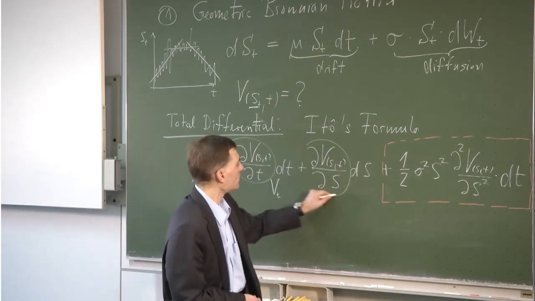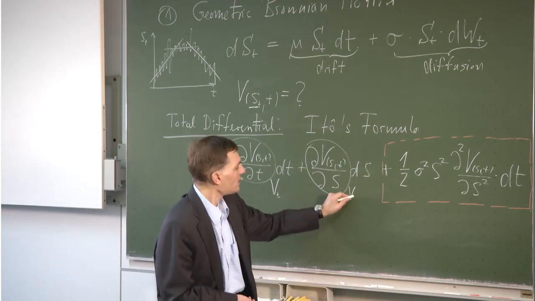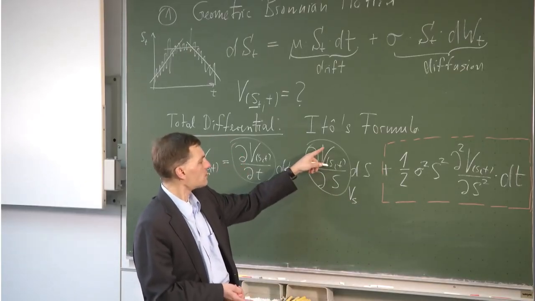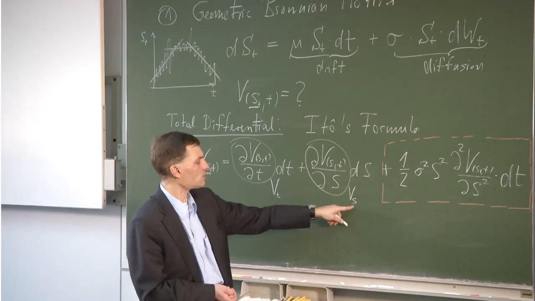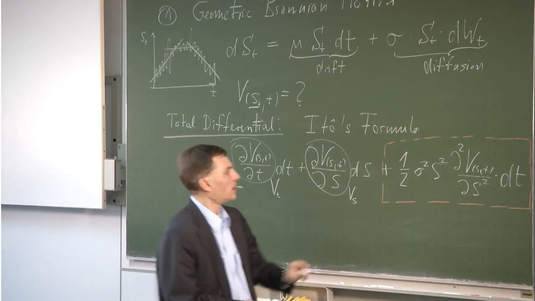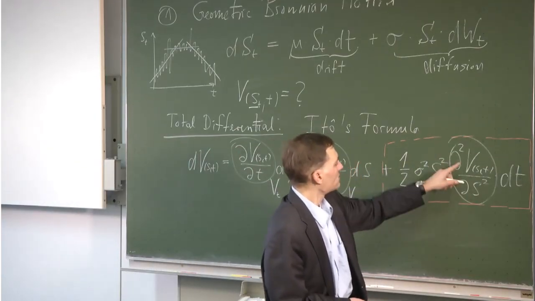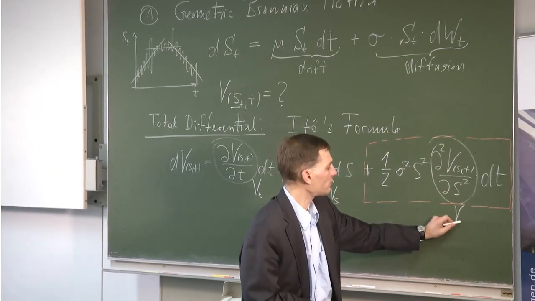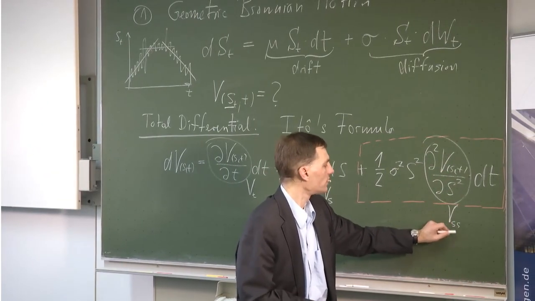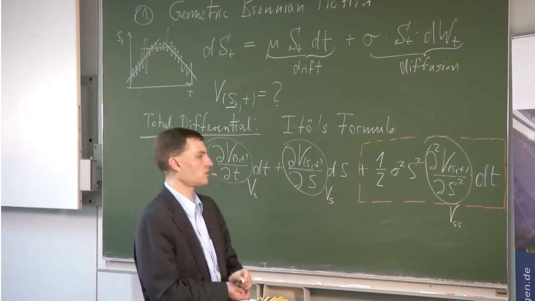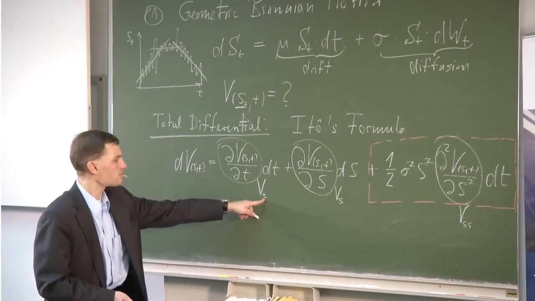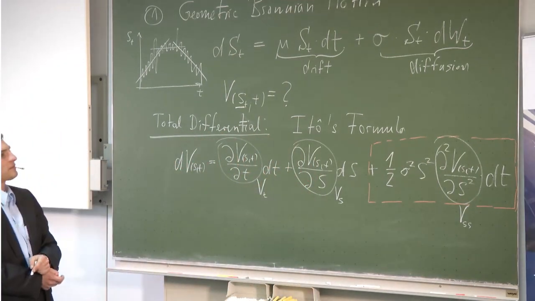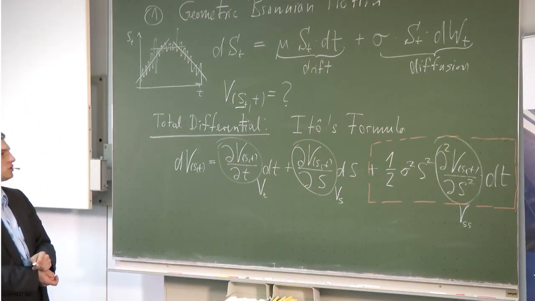And I do the same here. I call this v subscript s. This means it's a partial derivative of my function in respect of the underlying s. And I do the same here. This is the second partial derivative of my function v in respect of s. And because it's the second derivative, subscript 2s. To make clear, one first partial derivative, second partial derivative. Okay, so this is the first simplification I will use.